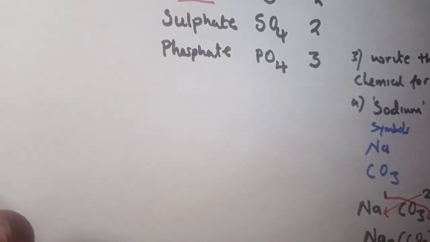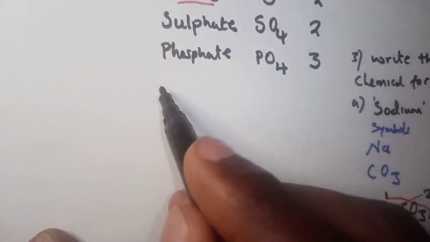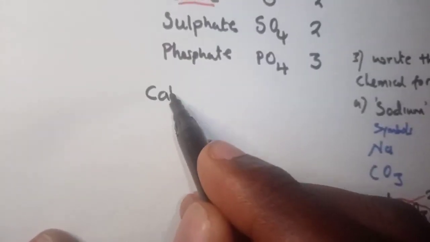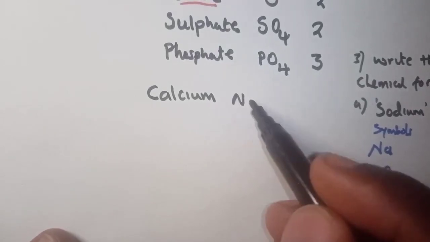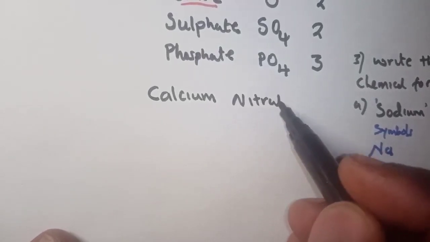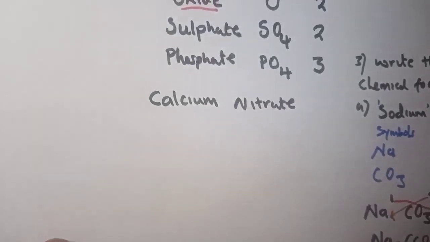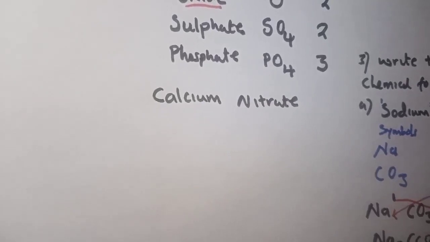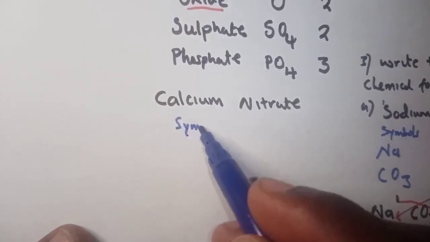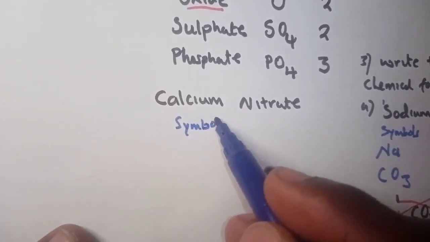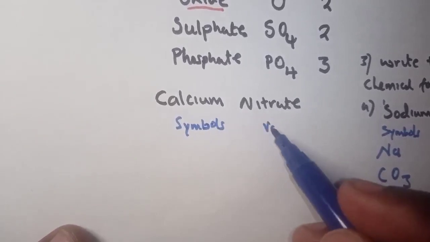Okay, so now in this example, we have to write calcium nitrate. Okay, calcium nitrate. So again, just follow the steps. Symbols first, then the valences.